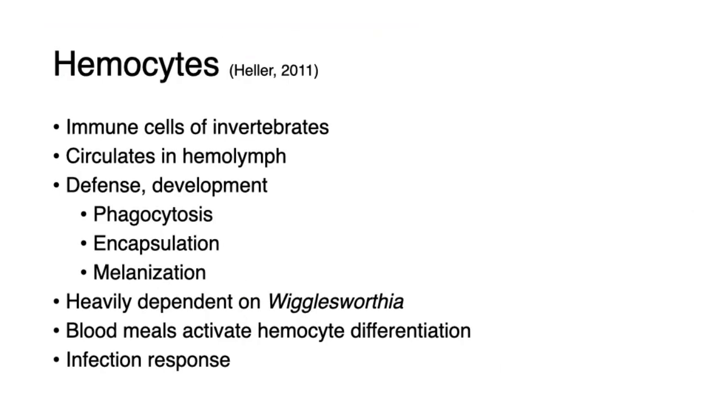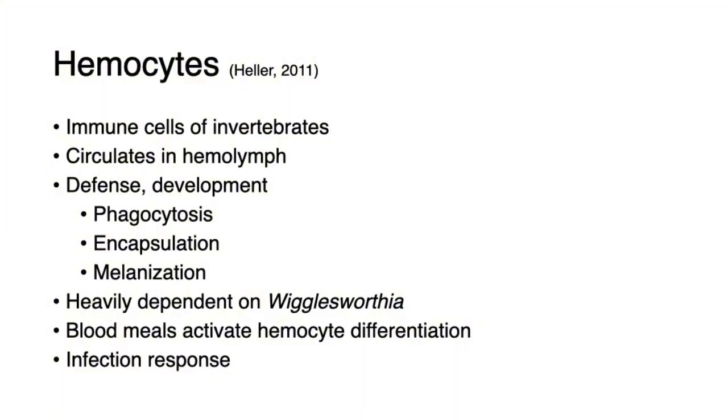So we talked about this in the past few slides, but I do want us to get a better understanding of it. So what are hemocytes? They are immune cells, like the white blood cells in vertebrates. They're going to circulate in the hemolymph or the lymphatic system. They aid in defense and development of the fly. They can do phagocytosis, they can do encapsulation, and they can do melanization. And melanization is the process of creating melanin to kill pathogens and to seal wounds.